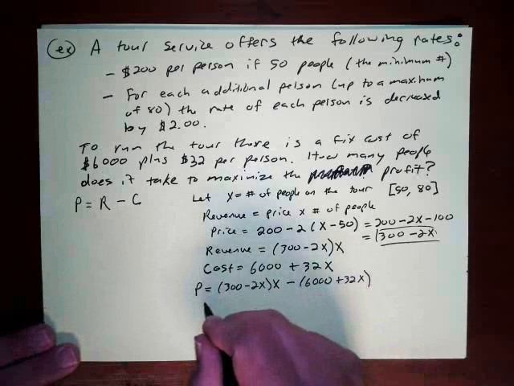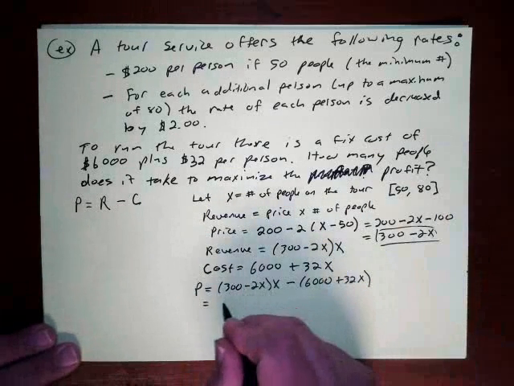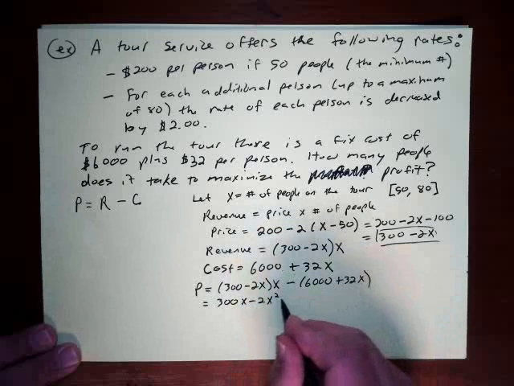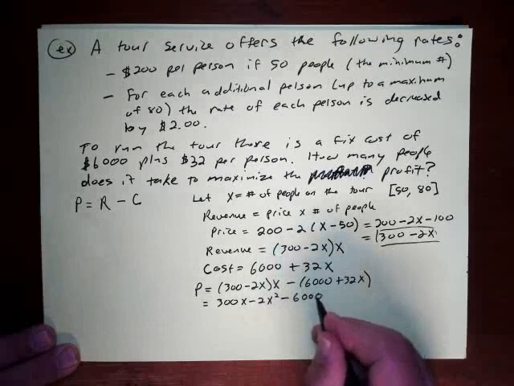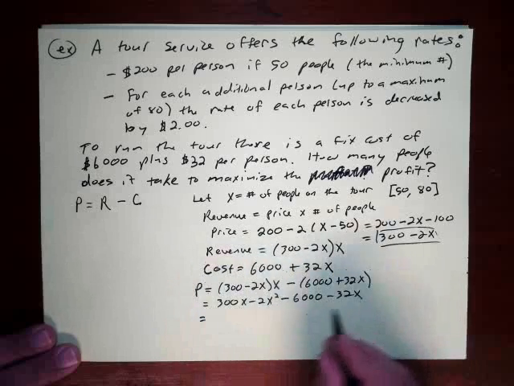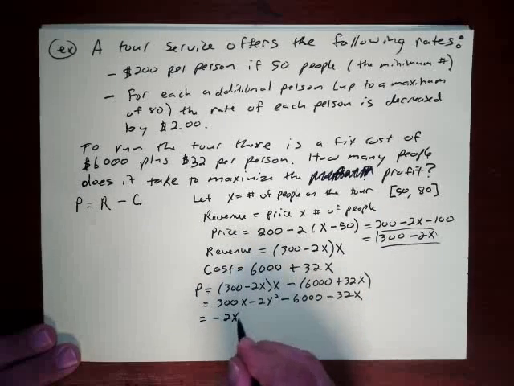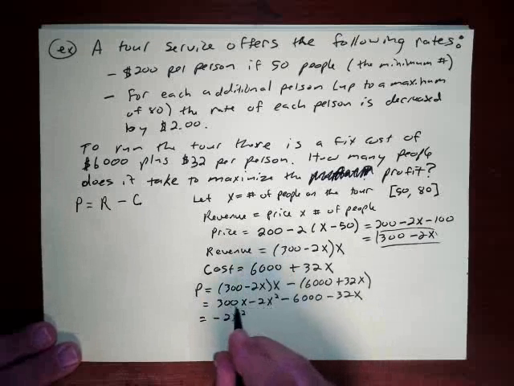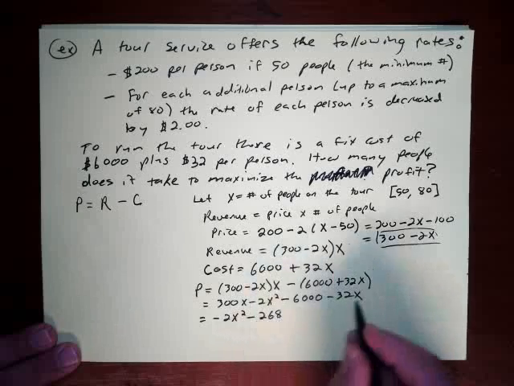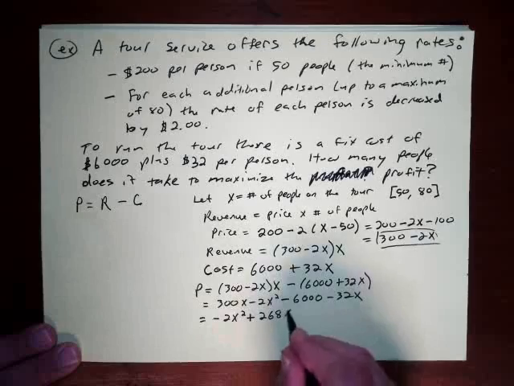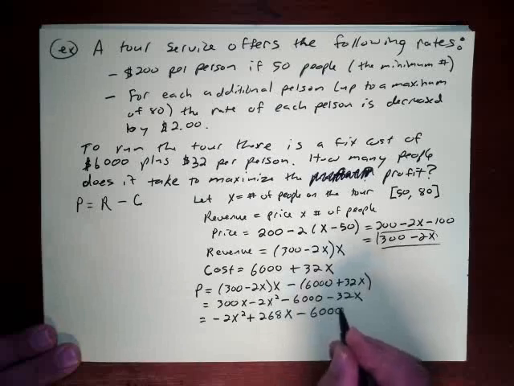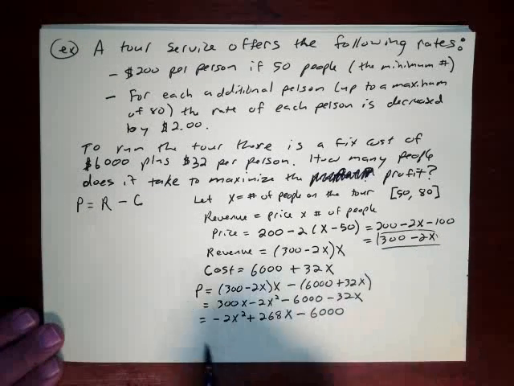So let's see if I can simplify this. Distributing that x would give me 300x minus 2x squared. Distributing the negative sign gives me negative 6,000 minus 32x. So I could combine these here, and I'll write it like a quadratic equation. It would be negative 2x squared, and then combining these would give me, oops, plus 268x, because that's positive and that's negative, and then I'd have a minus 6,000. And so this is my profit formula.